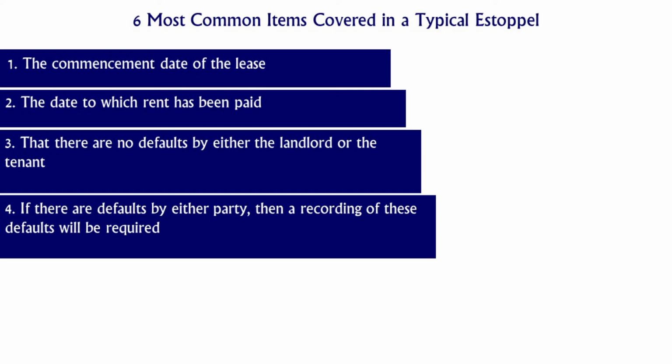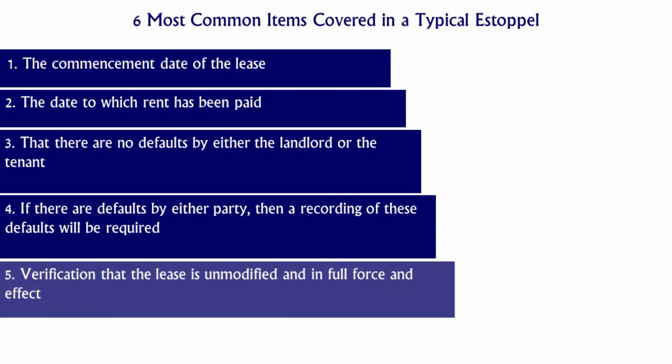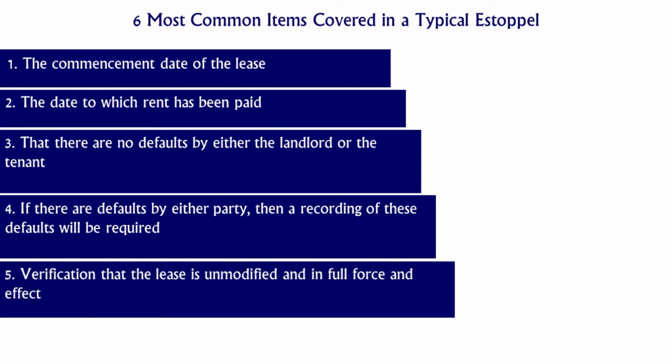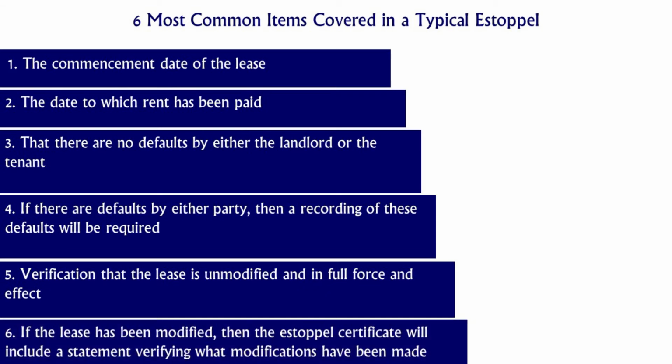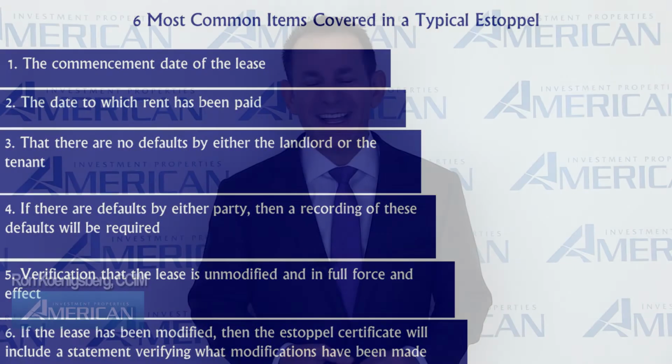number 4, if there are defaults by either party, then a recording of these defaults will be required; number 5, verification that the lease is unmodified and in full force and effect; number 6, if the lease has been modified, then the estoppel certificate will include a statement verifying what modifications have been made.